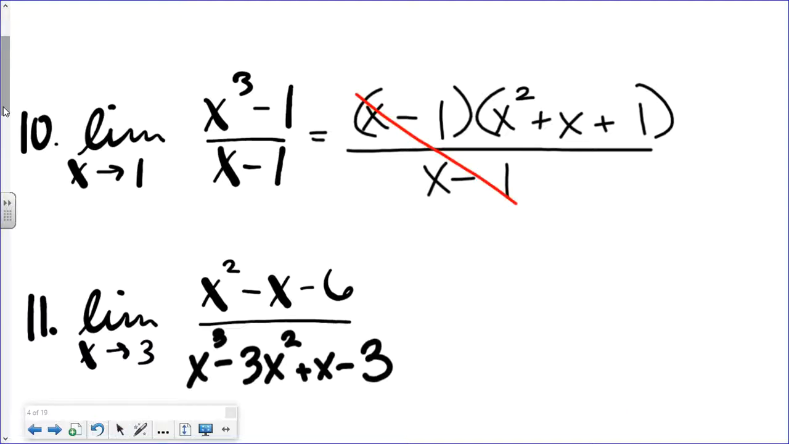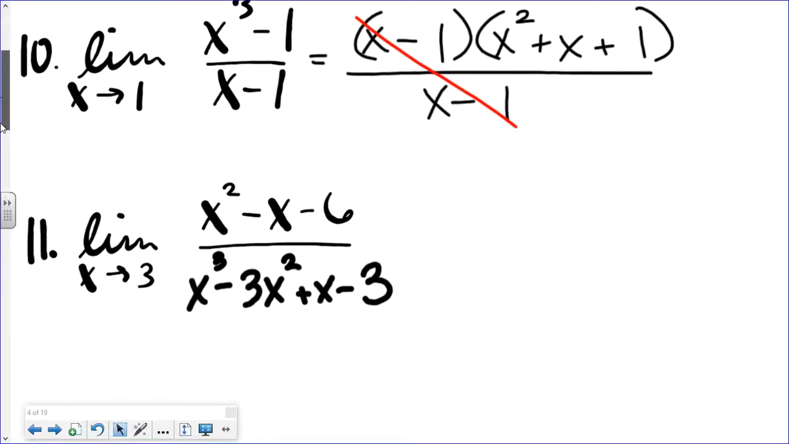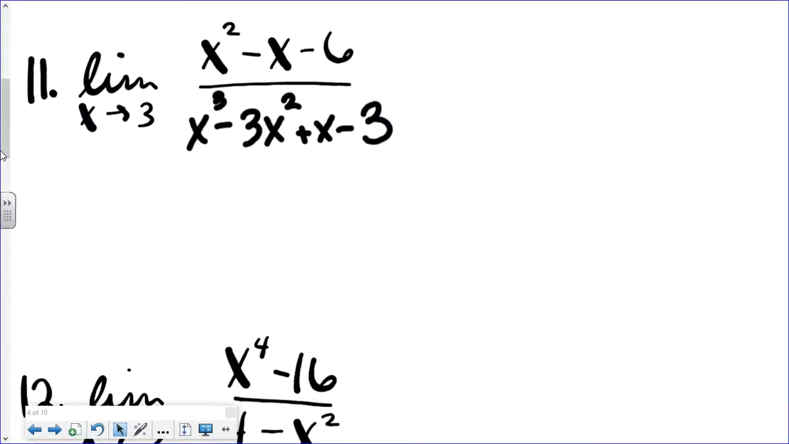Everybody all right there? Oh, absolutely. As long as you remember that it has to go x to the third plus 0x squared plus 0x minus 1. Yep. Okay. Let's look at this one. I think you probably could figure it out at this point.